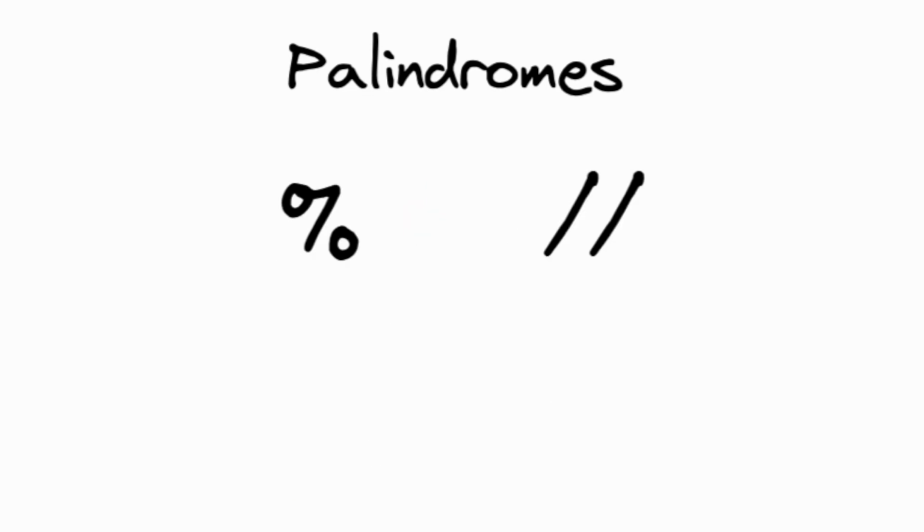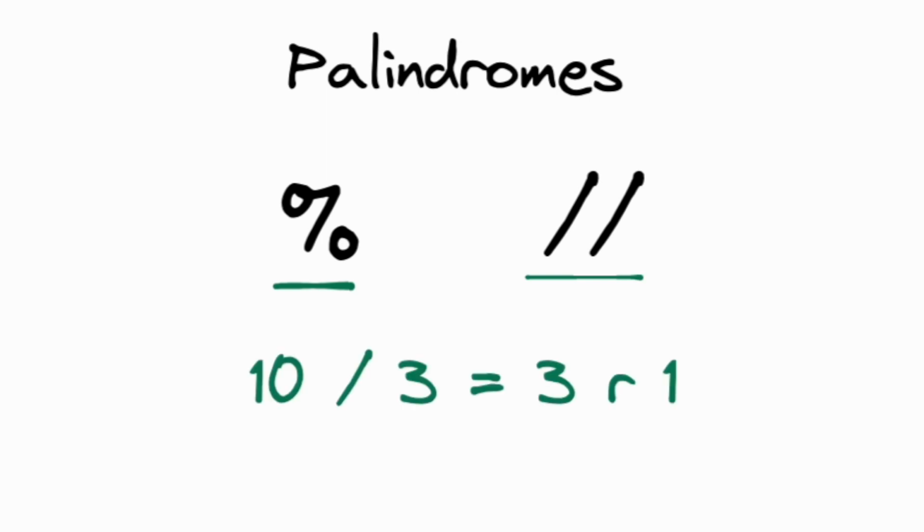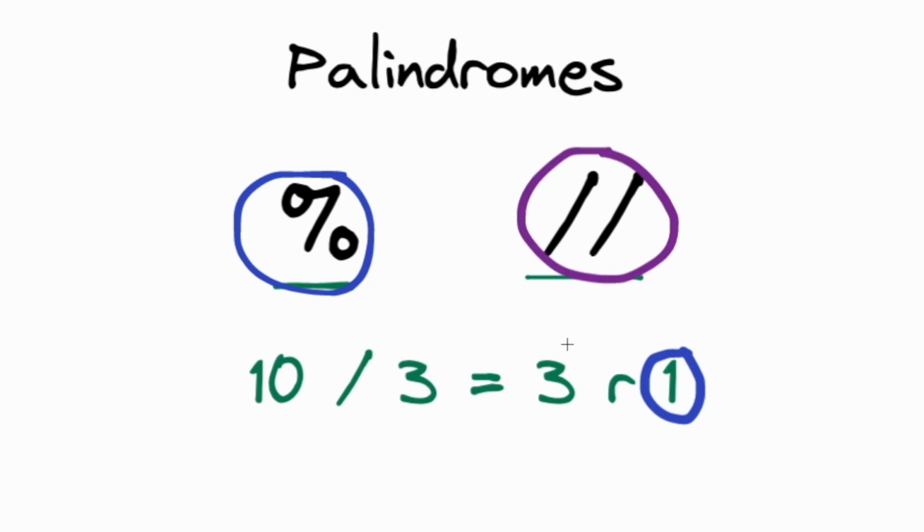To solve this problem, we're going to need these two operators, the modulo operator and the floor division operator. And as a quick reminder as to what these operators do, let's look at this example. So when we divide 10 by 3, the answer is 3 with a remainder of 1. When we use this symbol, we get the remainder. And when we use this symbol, we get this answer, which is called the quotient.